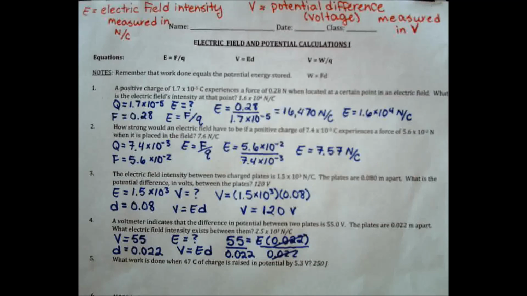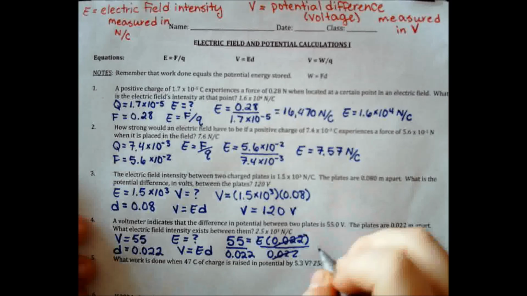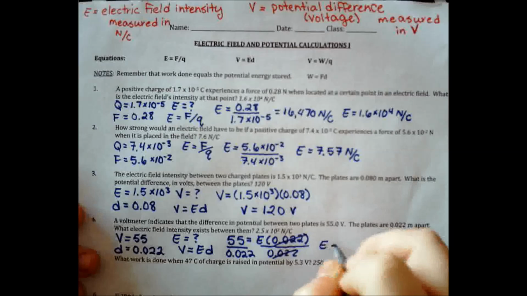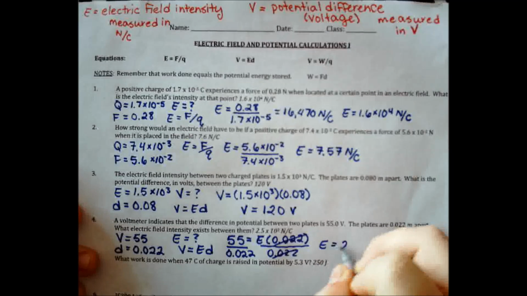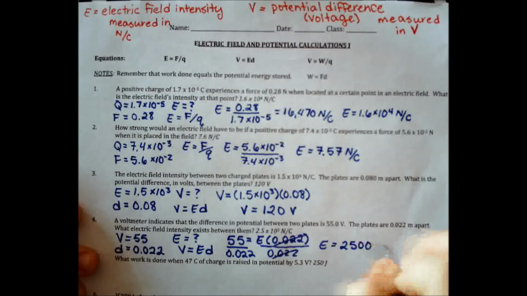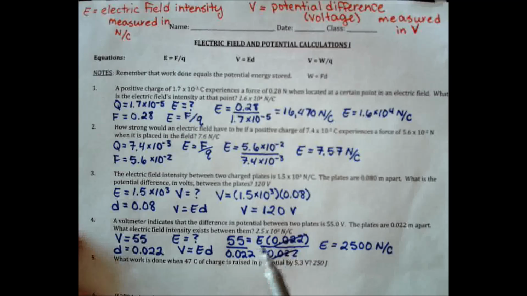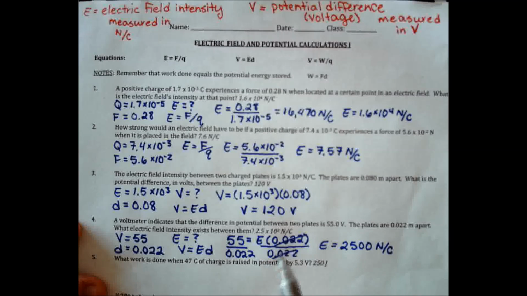55 divided by 0.022. And I'm getting equals 2,500 newtons per coulomb, which is the same as 2.5 times 10 to the third newtons per coulomb.